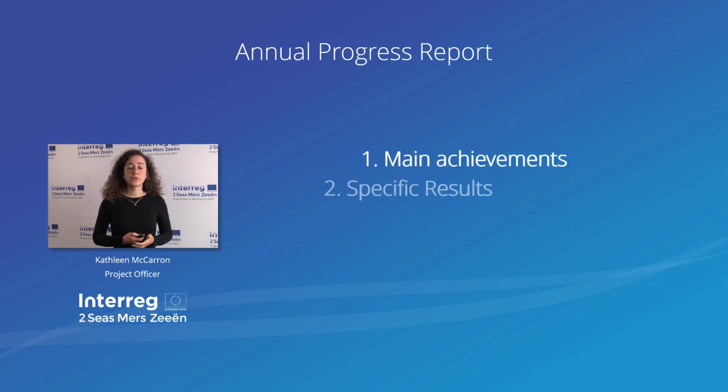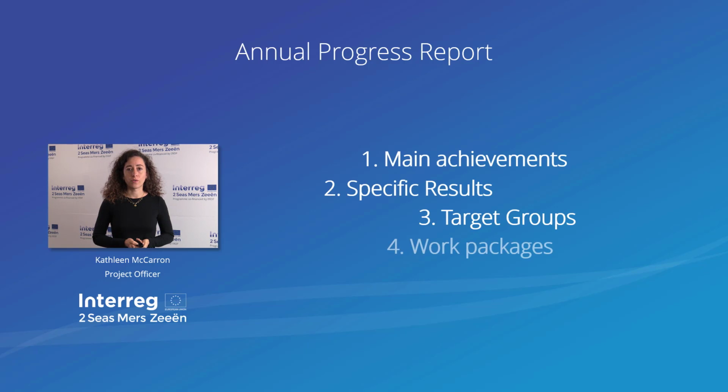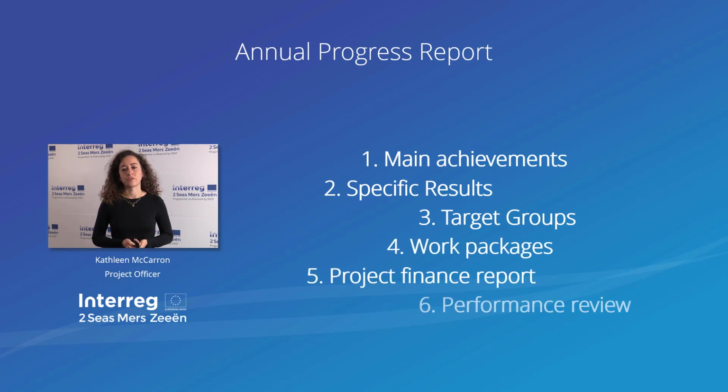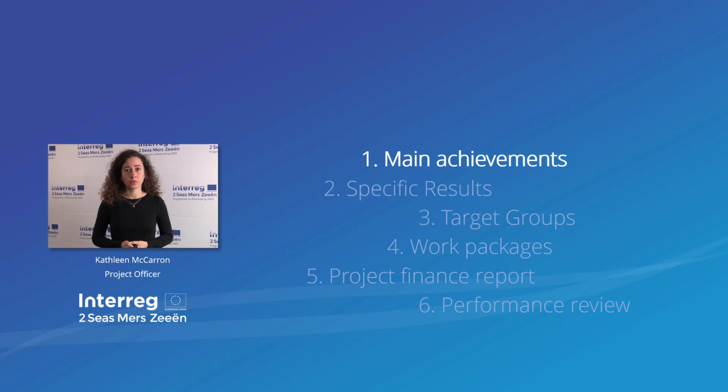Now we'll go through the different sections of the annual progress report. We'll start with the one on main achievements, which is the first one you will be asked to fill in. This is the only section where you will be asked to cover the activities of your project since the start, since the approval.